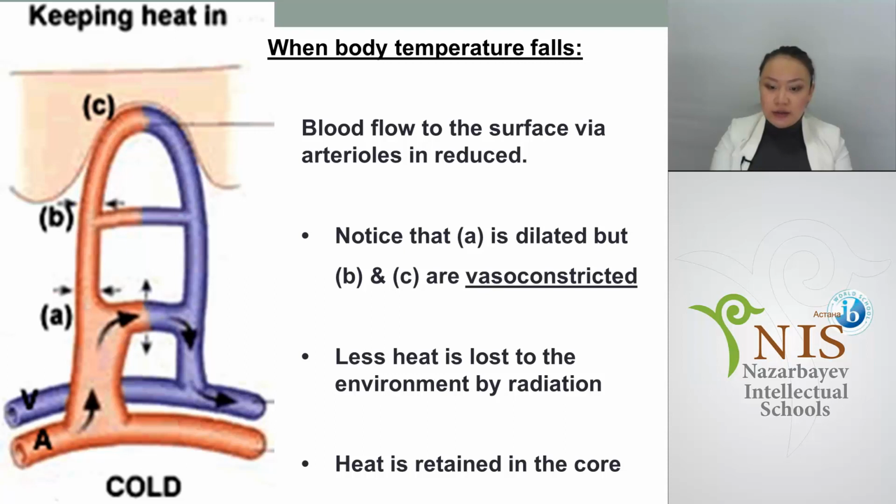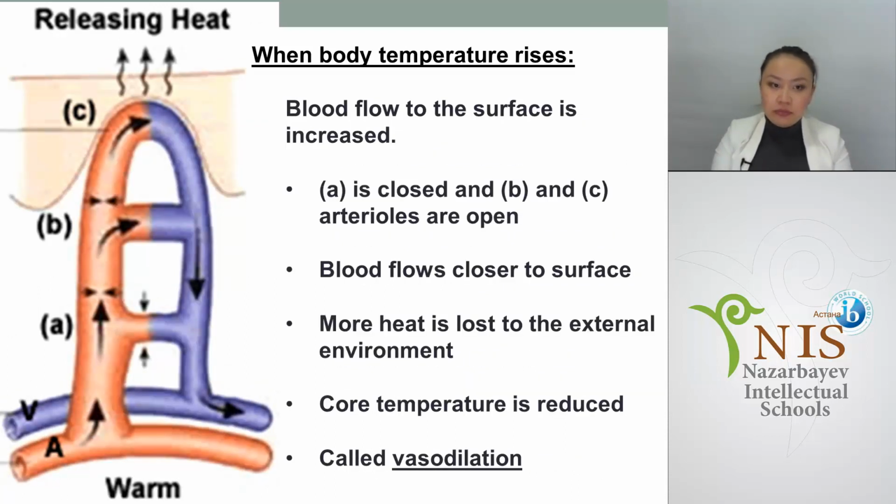Notice here in the picture, A is dilated, but B and C are vasoconstricted. Less heat is lost to the environment by radiation. That is why the arterioles on the surface will reduce. Heat is retained in the core.